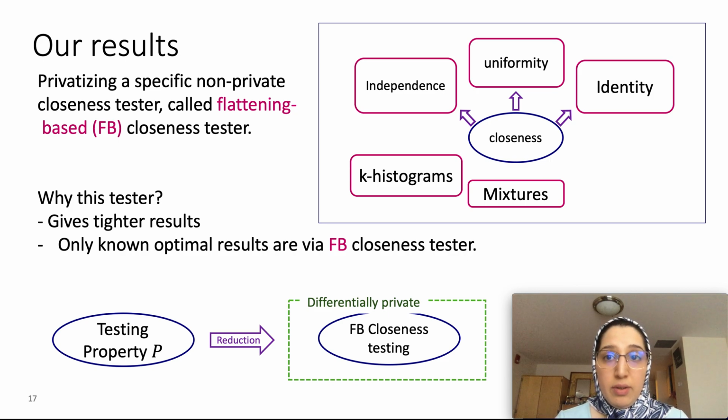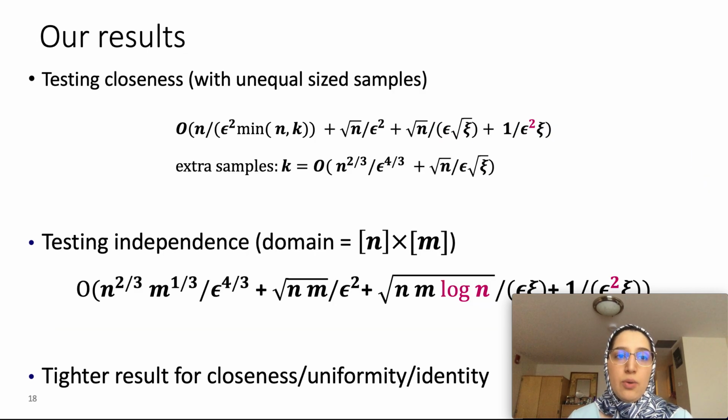And after we privatize this closeness tester, we can essentially study the reductions that can be used in the private setting, and obtain results for the other problems. And this is what we did. Besides deriving tighter results for the closeness, uniformity, and identity problems, we give a new private tester for closeness testing with unequal size samples.